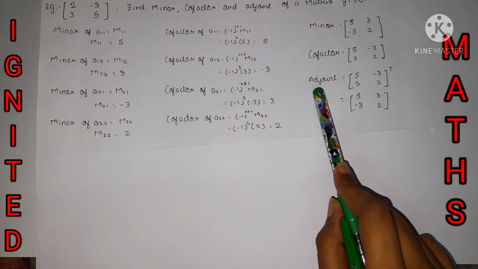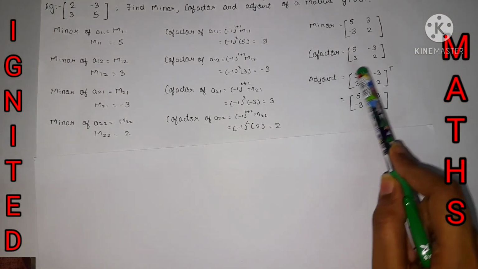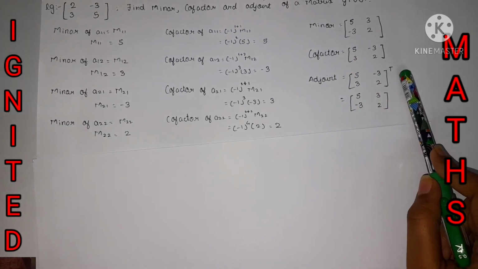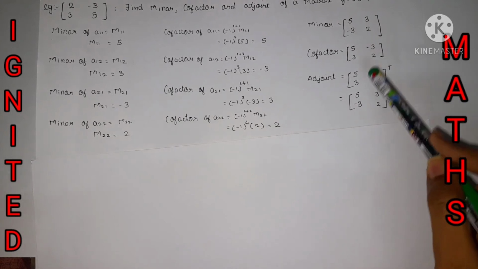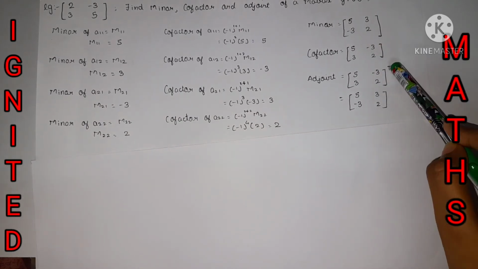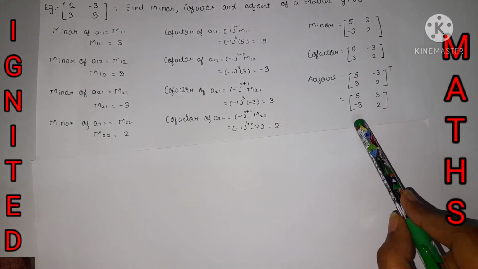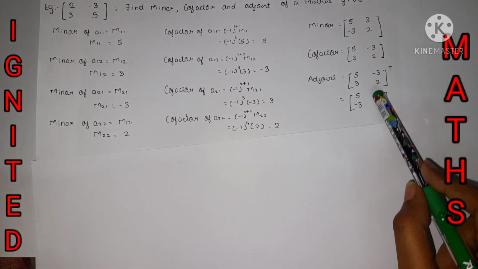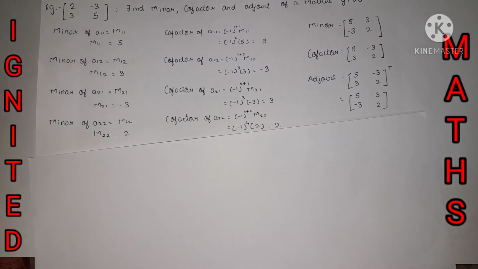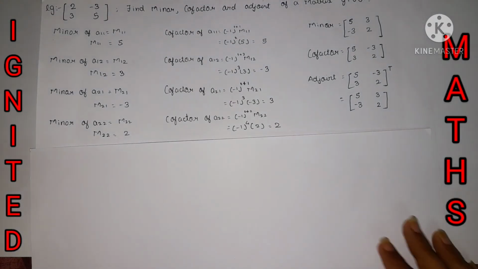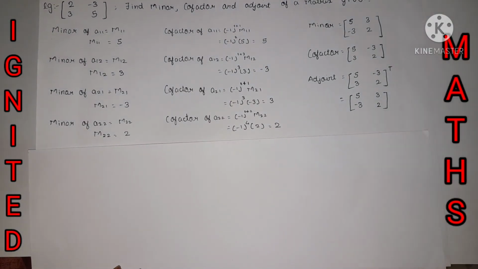Now let's move to the adjoint of a matrix, in which we need to take the transpose of the cofactor matrix. So we have written the cofactor matrix over here, and transpose. So the first row will be interchanged as my first column and the second row will be interchanged as my second column. We have completed the example also. Not only with this example, with any terms we can do it, the same procedure.